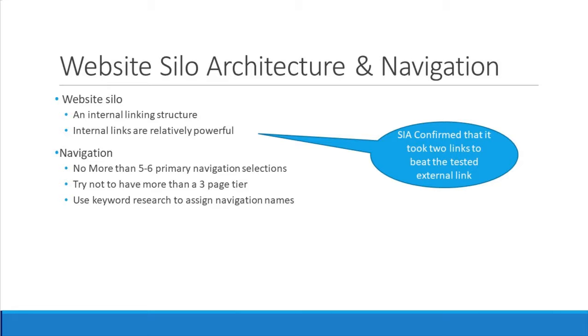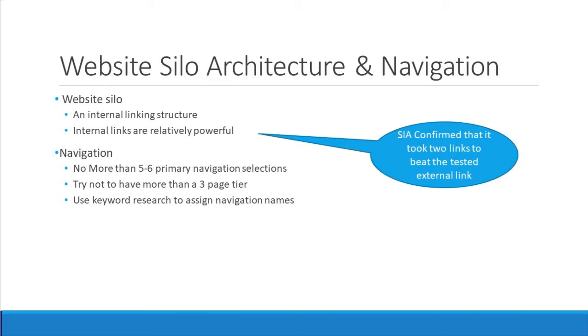Another big piece of this is going to be the navigation. I want you to remember to have no more than 5 to 6 primary navigation selections within the pane. It's okay if you have drop downs, right? So that goes into your tiers. Try and keep your tiers under 3. Example would be you have your navigation. Let's say that you have services. Under services, you have Invisalign, and then under Invisalign, it links to Invisalign costs, and then from Invisalign costs, it links to how to clean your Invisalign braces.